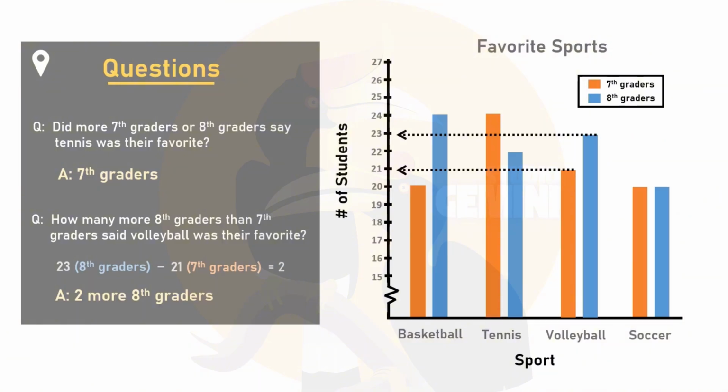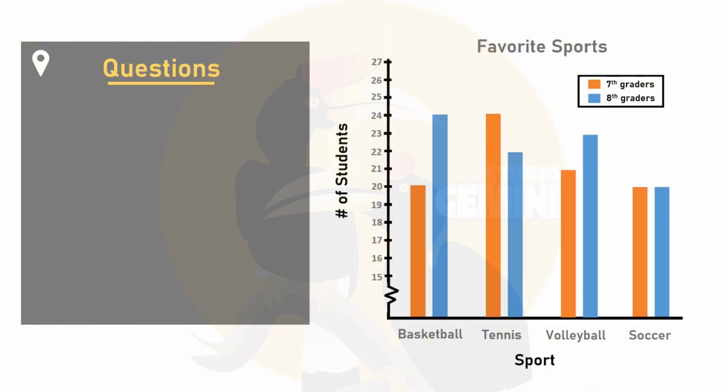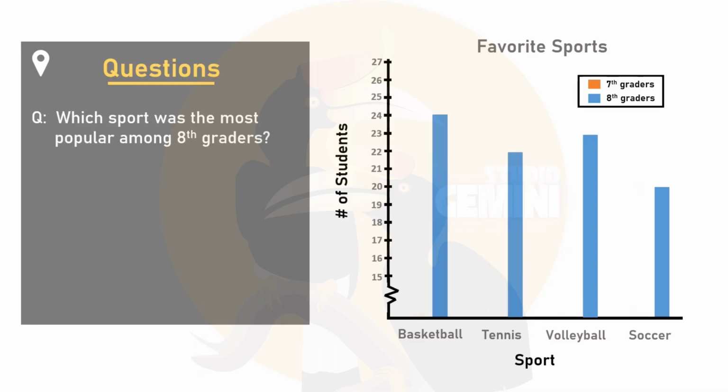What if we wanted to find which sport was most popular among the 8th graders? To find out, we just have to see which of the blue bars is the tallest. Comparing all of our blue bars together, we see that the tallest blue bar in our graph is the bar for basketball. So the most popular sport among the 8th graders was basketball.